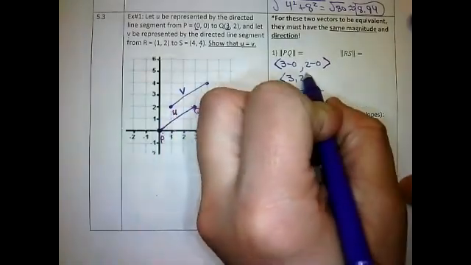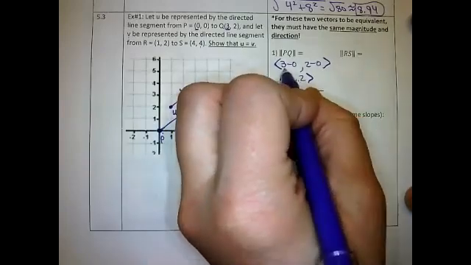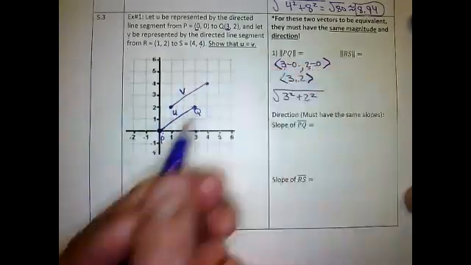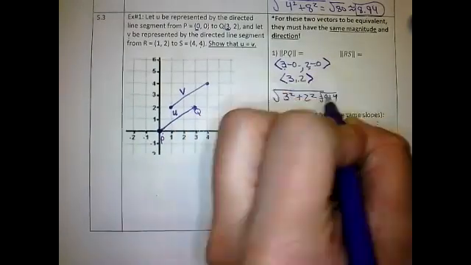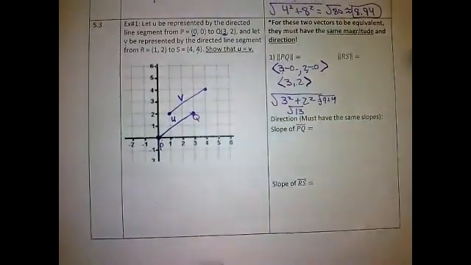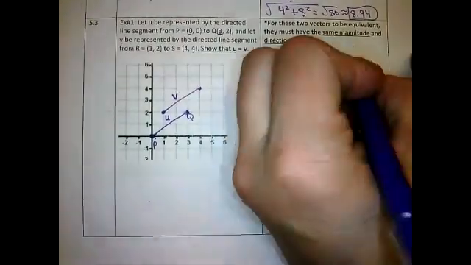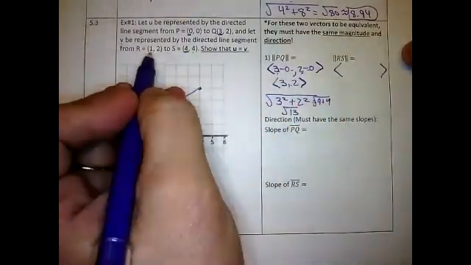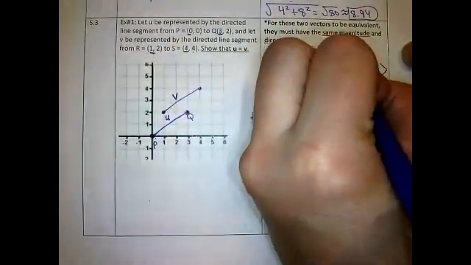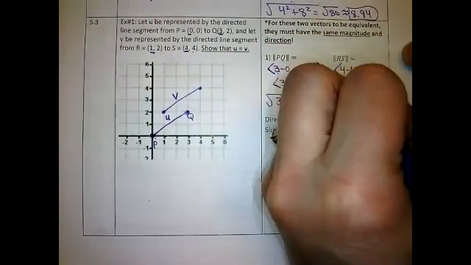Now I'm going to say 3 squared plus 2 squared. Remember, these values are already our x2 minus x1 and y2 minus y1. So that gives me 9 plus 4 under the square root, so it's the square root of 13. I don't really care what the square root of 13 is. I just need to show that RS is also the square root of 13. So let's find our vector for that. We take S minus R, so 4 minus 1 and 4 minus 2, which gives me 3, 2.